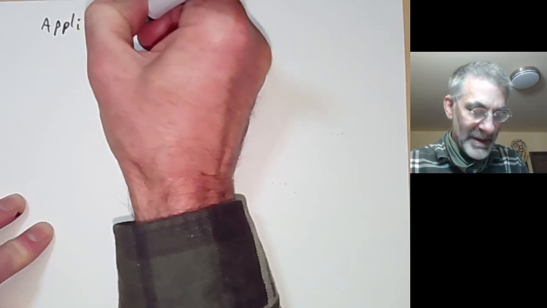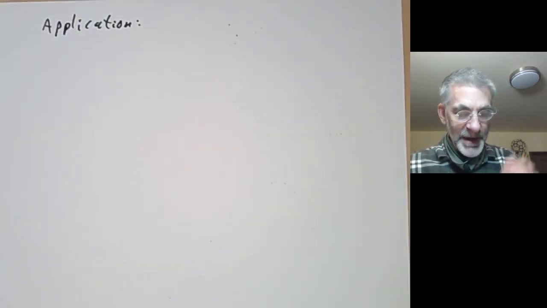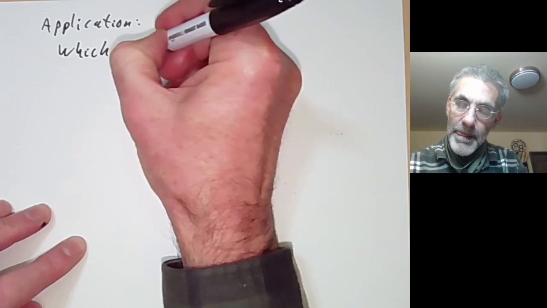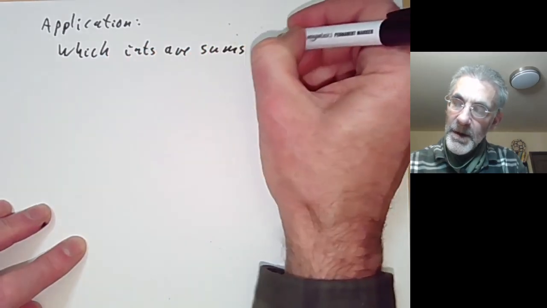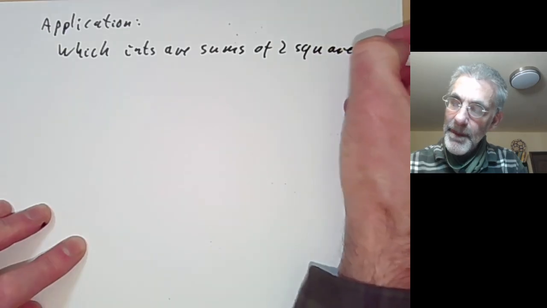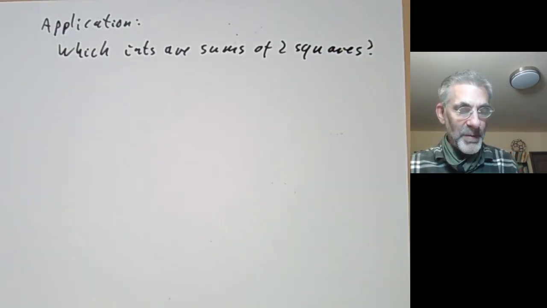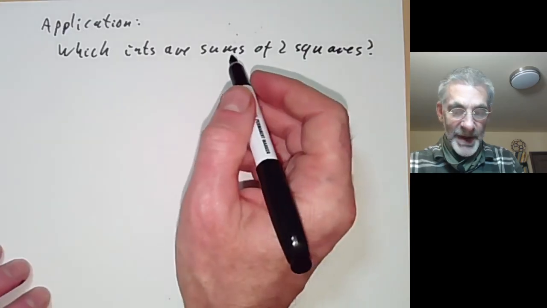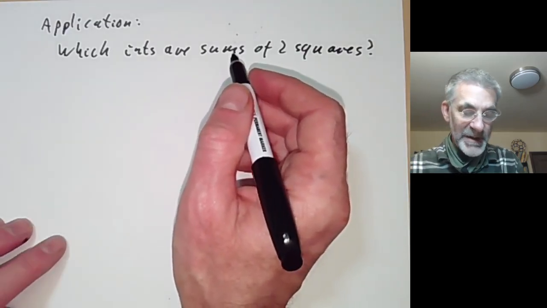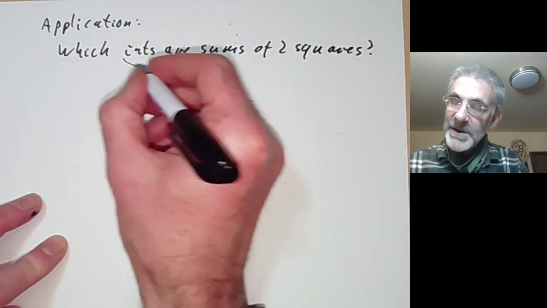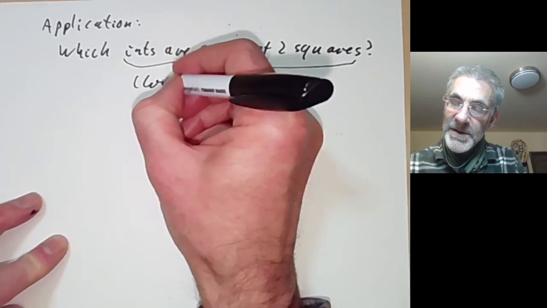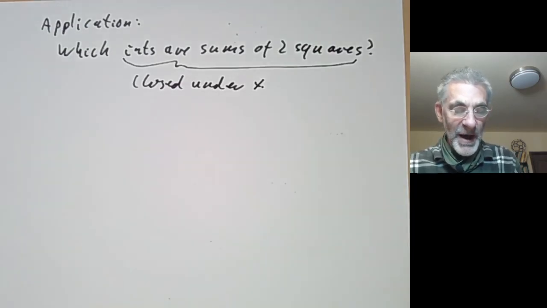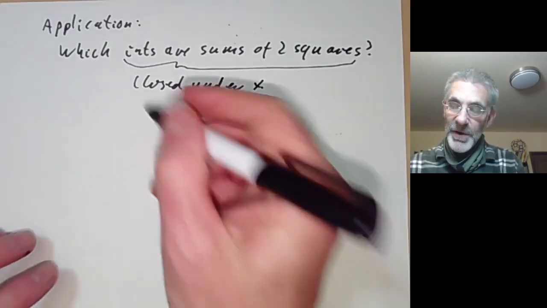So let's first have an application to the following problem. Which integers are sums of two squares? So this is a very old problem in number theory, and it's quite complicated to work out the answer. We're not going to work out a complete answer, but what we notice is the integers that are sums of two squares are closed under multiplication. In other words, if you've got two integers which are sums of two squares, then so is their product.